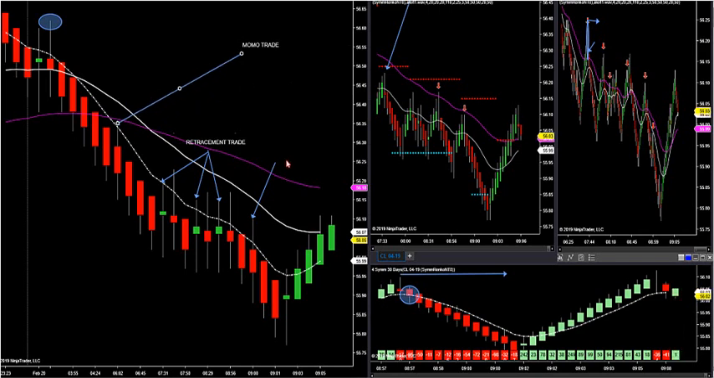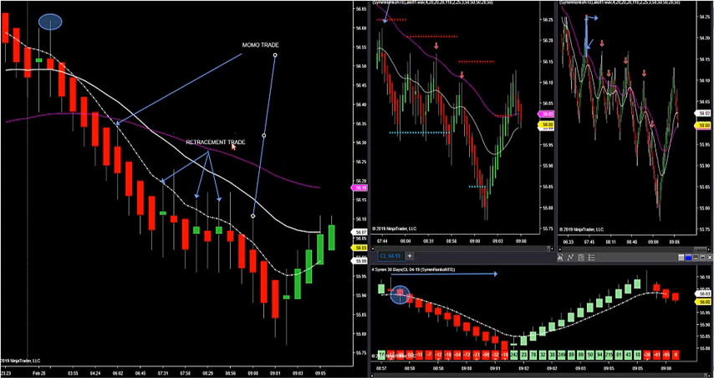The momentum trades are here when my Fibonacci arrows come up over here on the far right. I use this far right Fibonacci chart only for momentum trades. I use this chart right next to me for retracement trades.